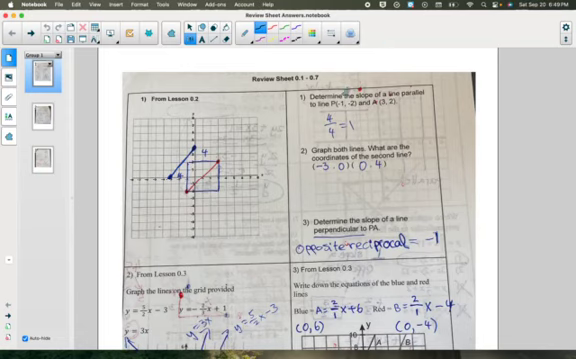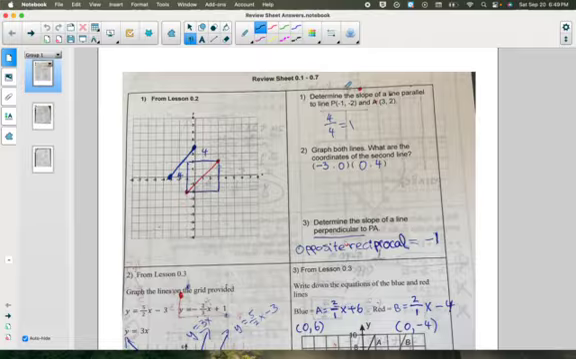Hi, today we're going to look at the review sheet and I'm going to show you all of the answers, okay? This is the review from 0.1 to 0.7 for you to prepare for the test on Monday, okay? So from the first question, let's take a look.